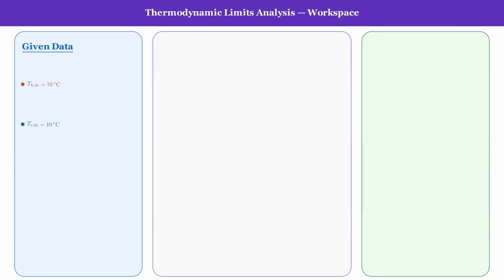On the left panel, our complete given information is recorded. The hot water inlet temperature of 70 degrees, the cold water inlet temperature of 10 degrees, the hot stream mass flow rate of 2 kilograms per second, the cold stream mass flow rate of 8 kilograms per second, and the specific heat of 4.18 kilojoules per kilogram per Kelvin. Every one of these values will be called into service during the solution.